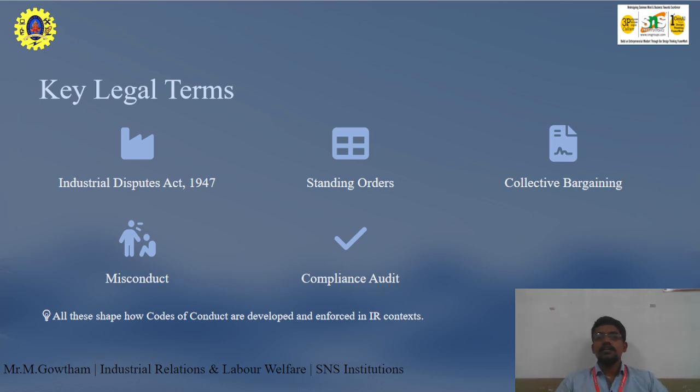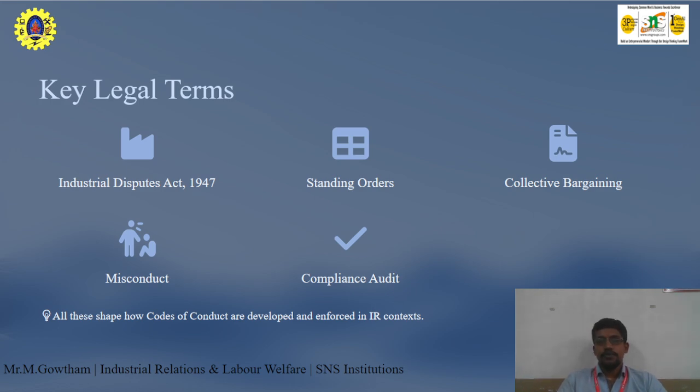So, the key legal terms. What are the terms available in the code of conduct? Industrial Disputes Act 1947, standing orders, collective bargaining, then misconduct and compliance audit. These are the terms we follow, and we should recollect these terms when there are problems in the organization. We should know what they mean.